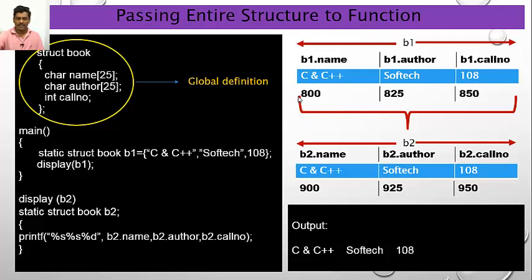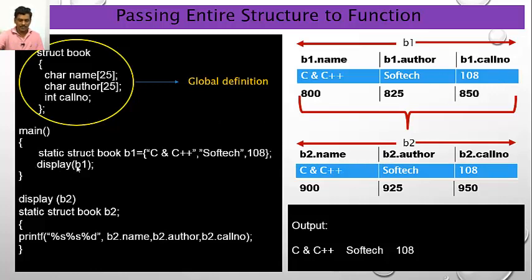For example, we assume the starting address of structure b1 is 800. So the first is 800 to 824, totally 25 bytes. Then b1 dot author starts with address 825. So 825 to 849 is 25 locations. Then b1 dot call number starts with 850 because it is integer, 850, 851. The address of b1 dot call number is 850. So it allocates continuously. Then it initializes the values in the appropriate elements: C and C++ for b1 dot name, softtext for b1 dot author, 108 for b1 dot call number.